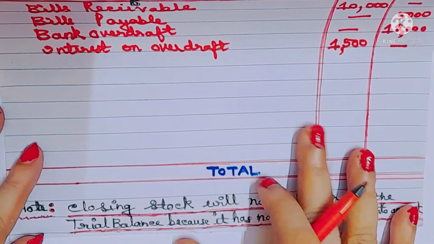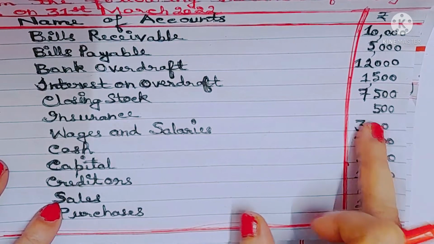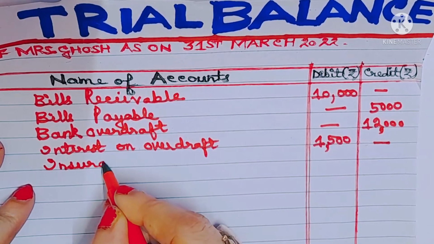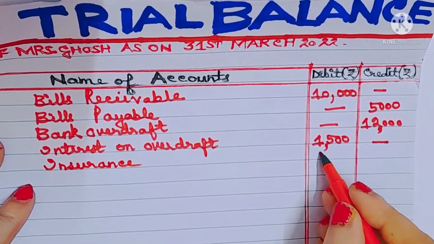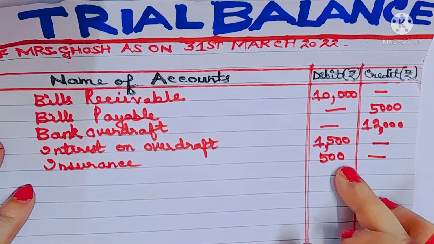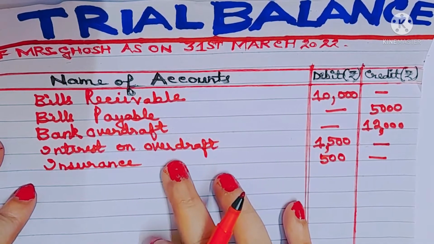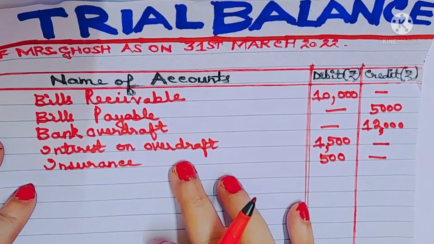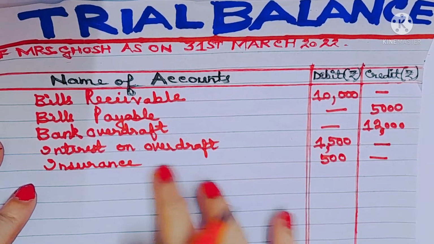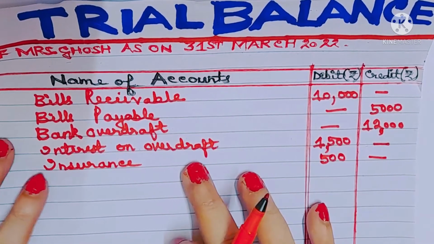So let's see the next account. The next account is insurance 500. Let's write insurance 500. Insurance is a debit balance, and that is the reason we've written 500 in the debit column. Insurance is a debit balance because insurance comes under nominal account. According to nominal account, all losses and expenses debit. Insurance is an expense for the business, so insurance account will be debited.